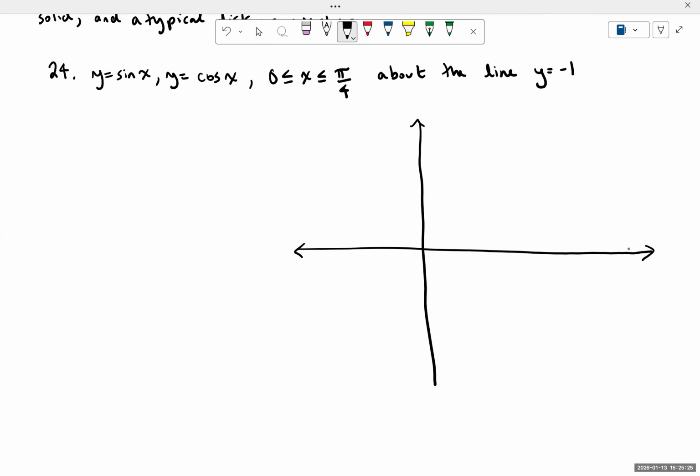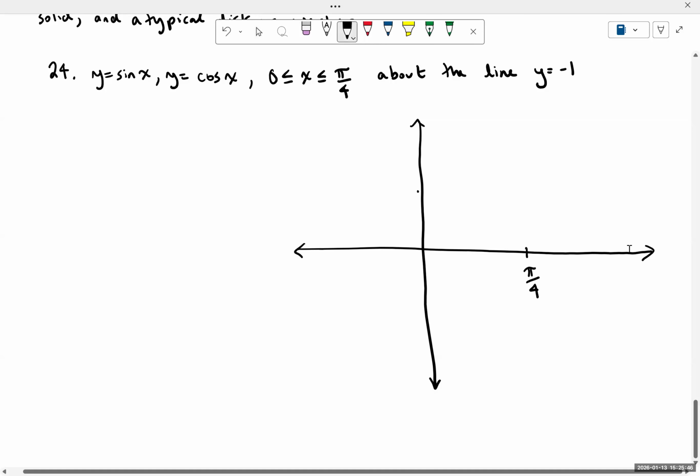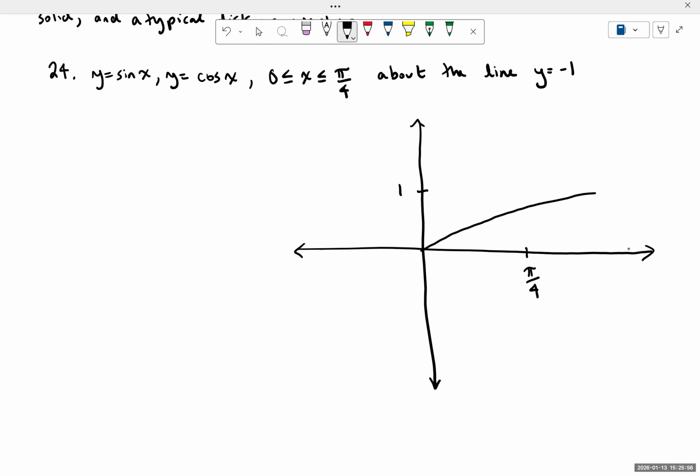First, we're going to draw a picture. Now, I happen to know, because of what I know about trig functions, that sine and cosine are going to match at pi over 4. So here's one. Let me make that a little bit smaller because we have to rotate it around. Sine is going to go up this way from 0 to pi over 4, and cosine is going to go down this way from 0 to pi over 4.